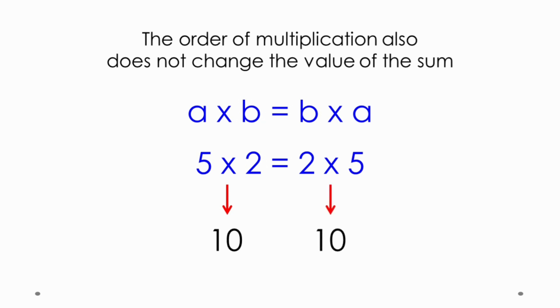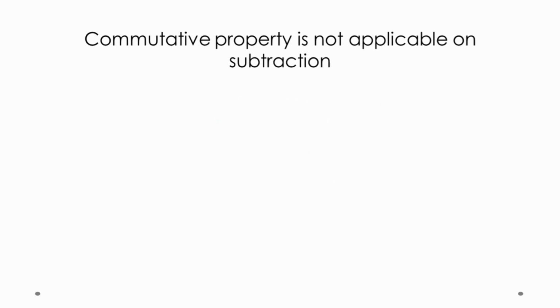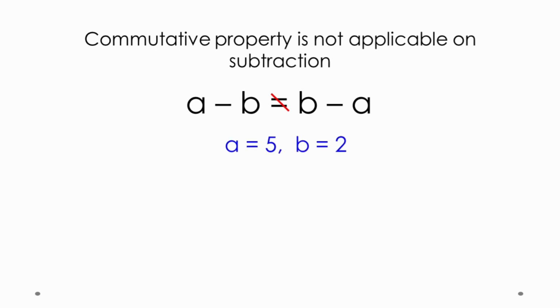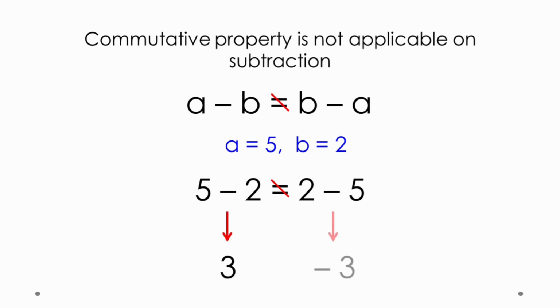So, as per commutative property, we can add or multiply in any order. The result will be the same. This property is not applicable on subtraction. If we change the order in case of subtraction, then a minus b is not equal to b minus a. Let's see how. If a is 5 and b is 2, then 5 minus 2 is not equal to 2 minus 5, as 5 minus 2 is 3, while 2 minus 5 is minus 3.